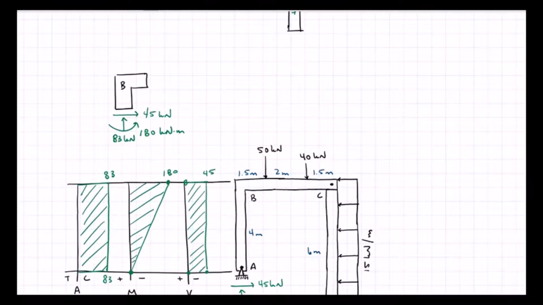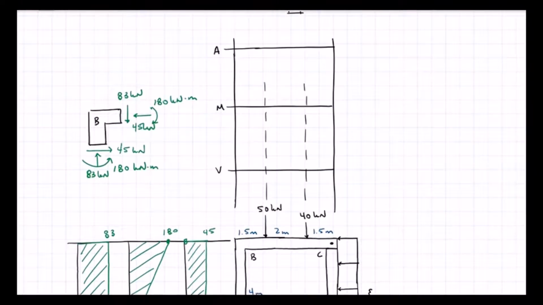I do not have any forces acting on corner B. So summing forces in the y direction, my shear on the horizontal portion of B is going to be 83 kilonewtons. My normal is going to be 45. And it's going to be in compression, so I'm going to switch that arrow. And then my moment is going to be clockwise 180 kilonewton meters.